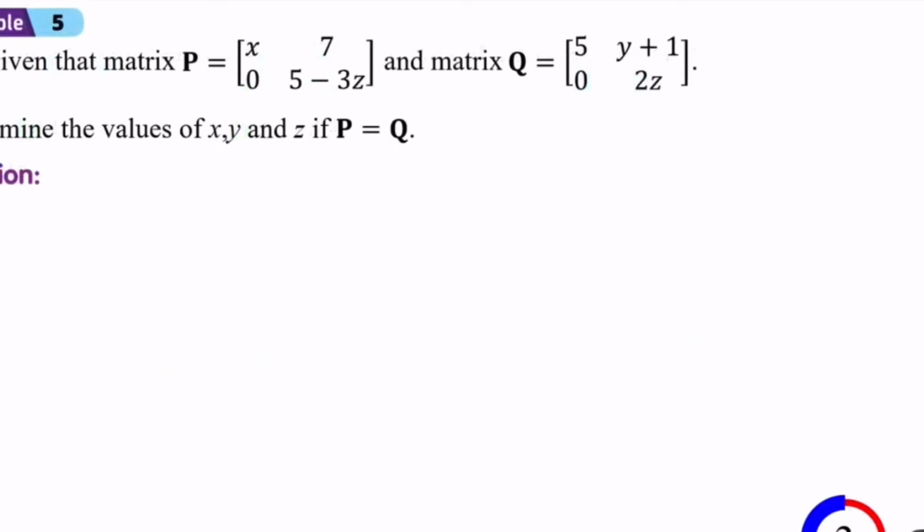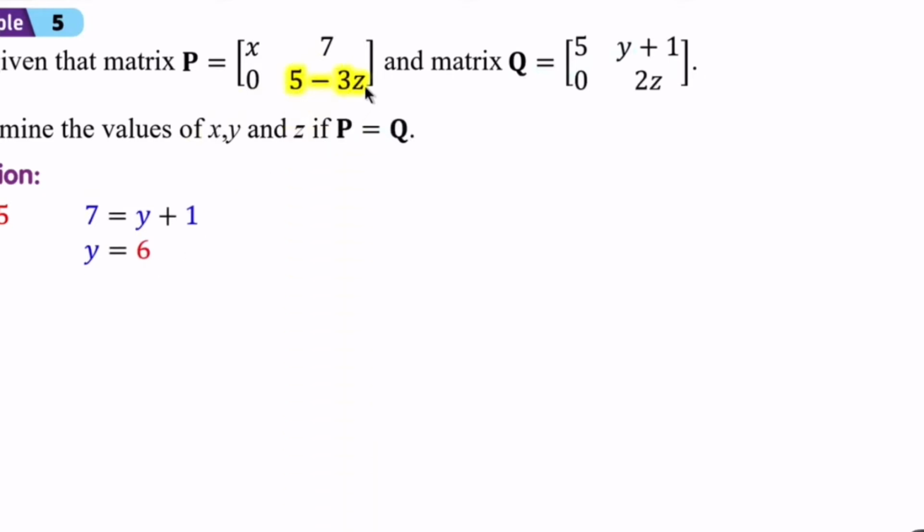Let's see this example. We have P and Q, and they are equal matrices. So the question says P is equal to Q. It means the corresponding elements of both matrices should be equal, right? So we can say that x is equal to 5, and 7 should be equal to y plus 1. From there we can compare and solve. So 7 is equal to y plus 1, and then we can solve for y. So y is 7 minus 1, which is 6.